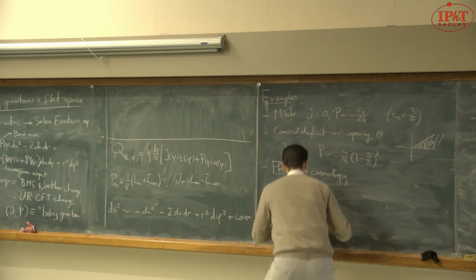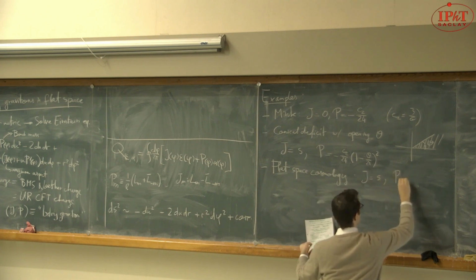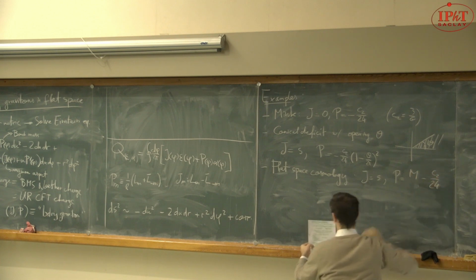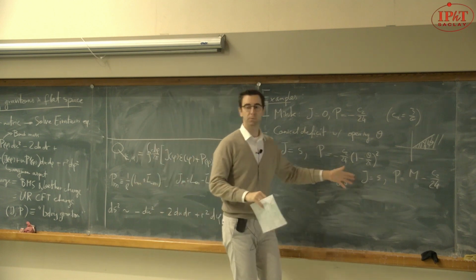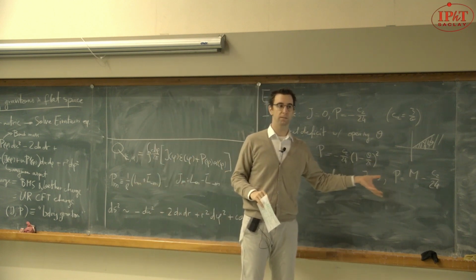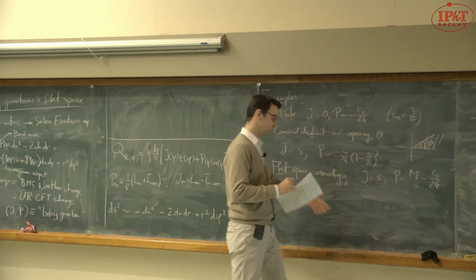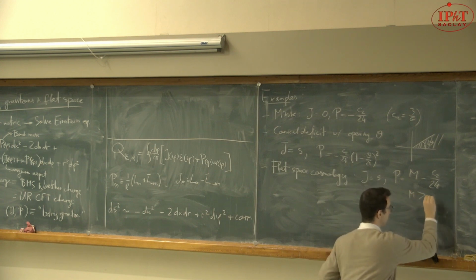So with spin S and mass M, I'll take again J to be a constant S and P to be M minus c2 over 24. And so you can think of these flat space cosmologies as flat space analogs of BTZ black holes in AdS3. I should mention that M here is greater than c2 over 24. So there's a mass gap.